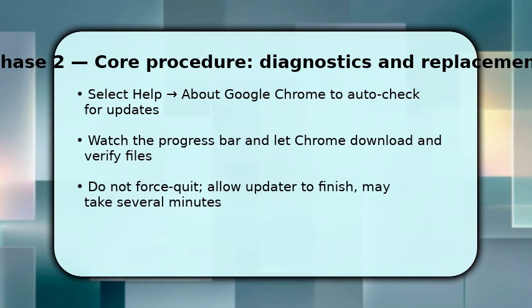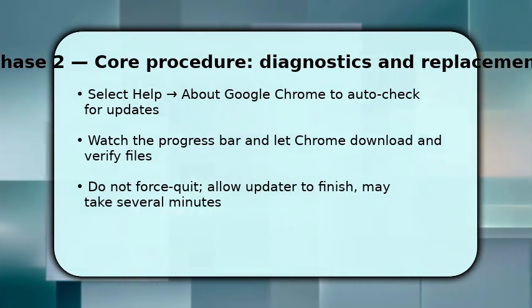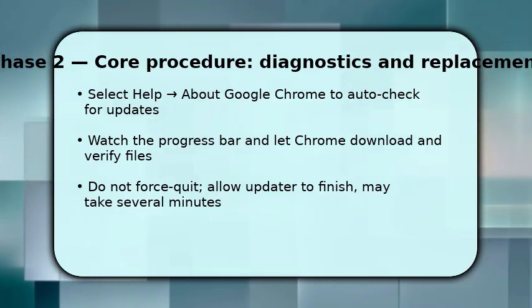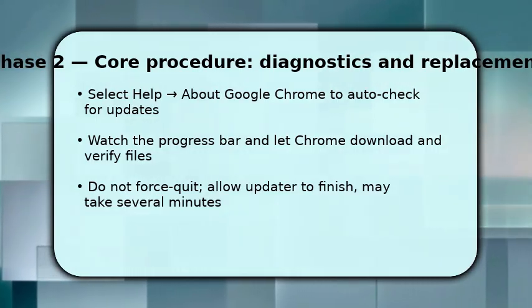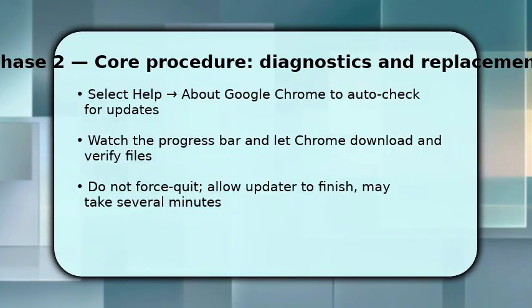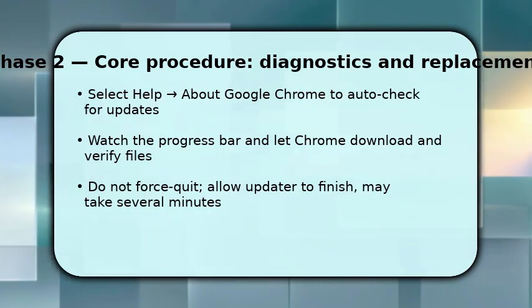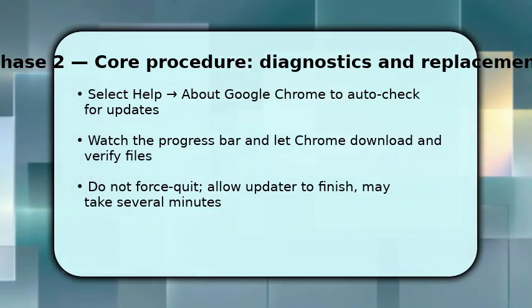Once on the About page, Chrome automatically checks for and starts downloading an available update. You trigger the process by waiting on that screen. As it downloads, watch the progress indicator. This verifies file integrity and ensures components apply in the right order. Make sure background tasks remain running because interrupting them can corrupt the update.